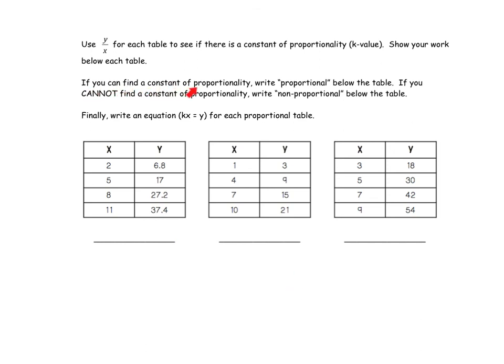If you can find a constant of proportionality, write proportional below the table. If you cannot find a constant of proportionality, write non-proportional below the table. Finally, write an equation, either kx equals y or preferably y equals kx for each proportional table.